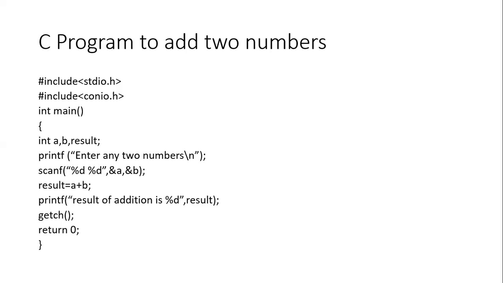Then there is a computation: result is equal to a plus b, semicolon. Then again printf, result of addition is %d, comma result. So the result will be printed on your video screen. Then we have getch, and then return 0.